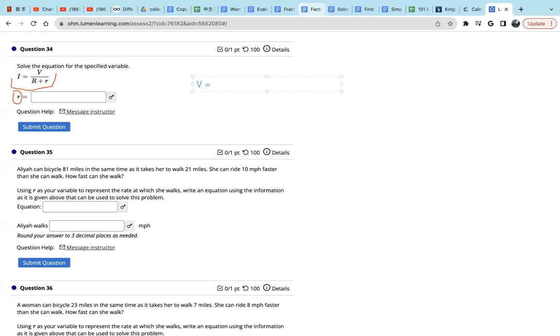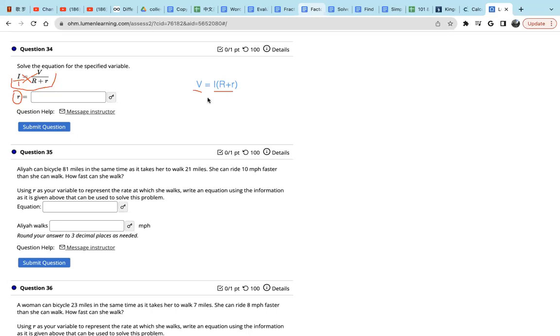So we think about the cross multiplication again. V equals I times R plus little r, right? Just imagine I has a denominator of 1. So cross multiplication again, 1 times V, which is just V, equals I times R plus r. Right? Then we divide the I on both sides.